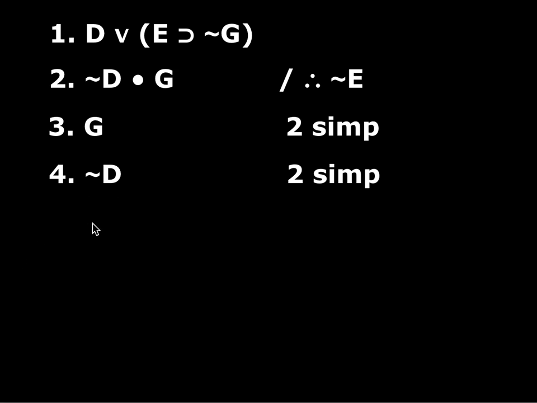Well, that means I can now do DS on 4 and 1. I have a disjunction, negation of the first disjunct right here, so I can derive the other disjunct. If E, then not G. And that's by 4-1 DS. Now what can I do?